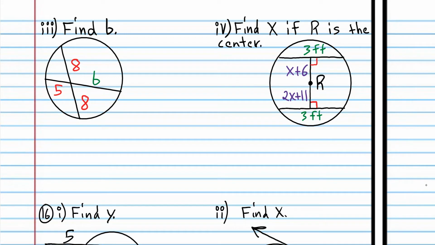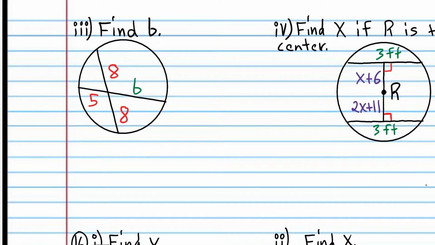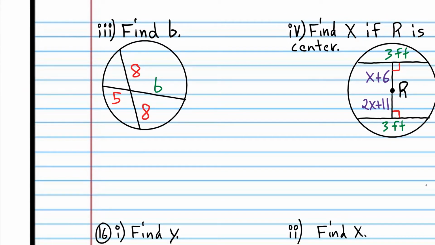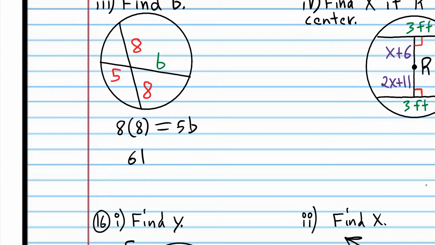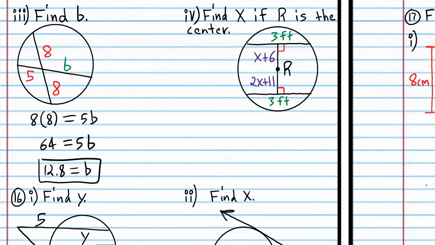Okay, we're back. So we have two intersecting chords, and we learned a theorem that says that the product of the two segments in one chord is equal to the product of the two segments created in the other chord. And if we divide, 5 goes into 64 12 times with a remainder of 4, so it's going to be 12.8. But don't be afraid to use your calculator in that problem.